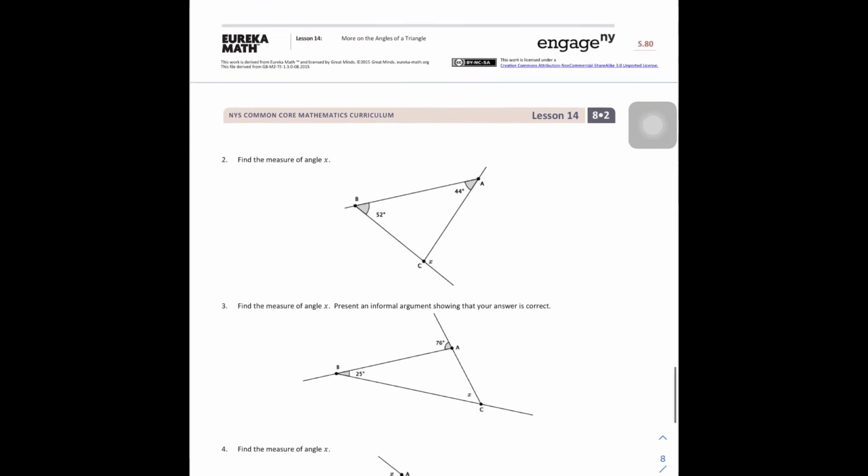Continuing. Number 2, we can see the outside angles of finding angle X, which means all I have to do is add the two known angles, 4 and 2 make 6, and 4 and 5 make 9. So x is 96 degrees.